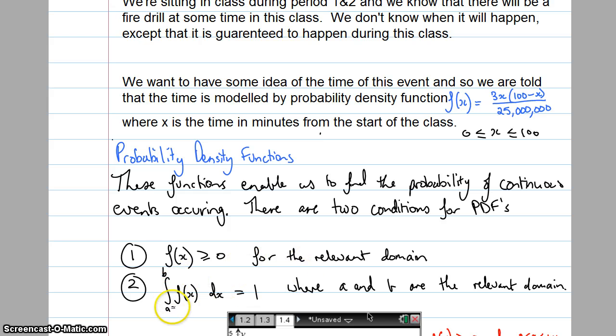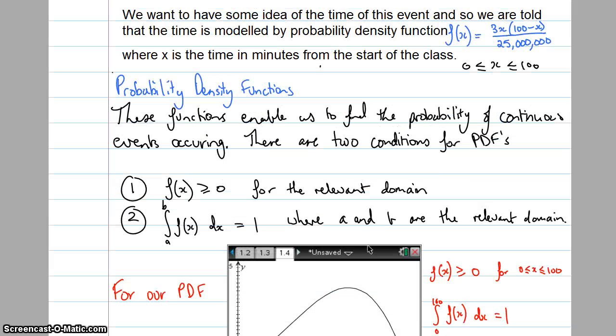The other thing is that the area between the two boundaries, so in this case from 0 to 100, must equal 1. A and B are the relevant domain, so when we integrate between A and B, it must equal 1. Those are the two conditions for a PDF. If it's a PDF, then it can tell us about probability, and we can work out probability and all that sort of thing. If it's not a PDF, then we can't go any further.